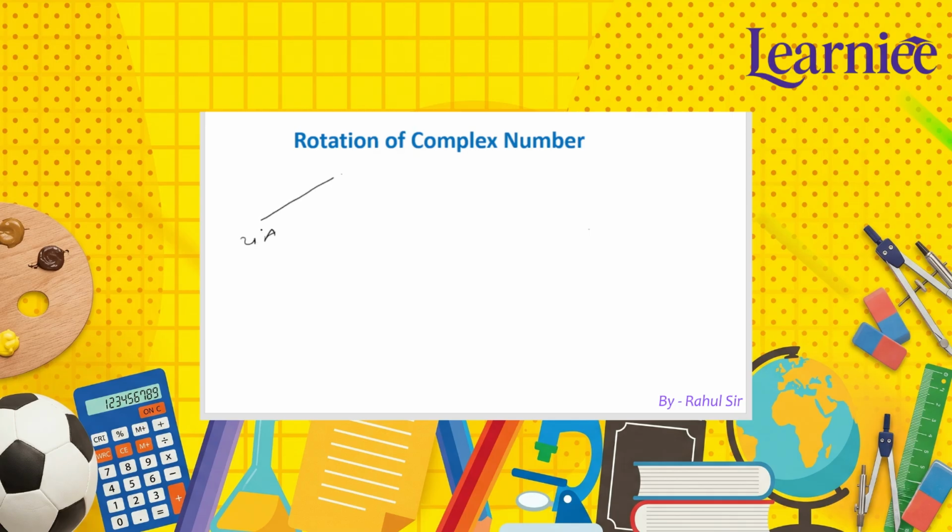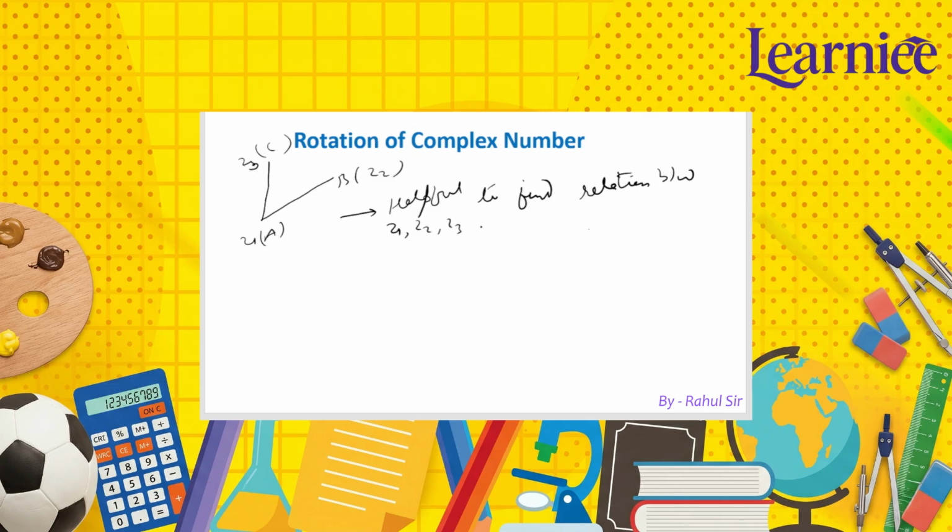z1, and let's say point B is represented by z2, and let's say some complex number z3 is represented by point C. So essentially, if we want to find the relation between z1, z2 and z3, then we use the concept of rotation. Rotation is helpful to find the relation between z1, z2 and z3.